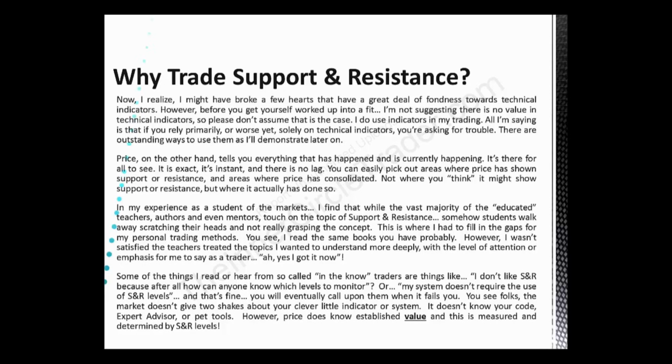Now, obviously, depending upon the time frame you're looking at, how much it moves away from those levels is contingent upon what the other factors are that we'll discuss in this video set.